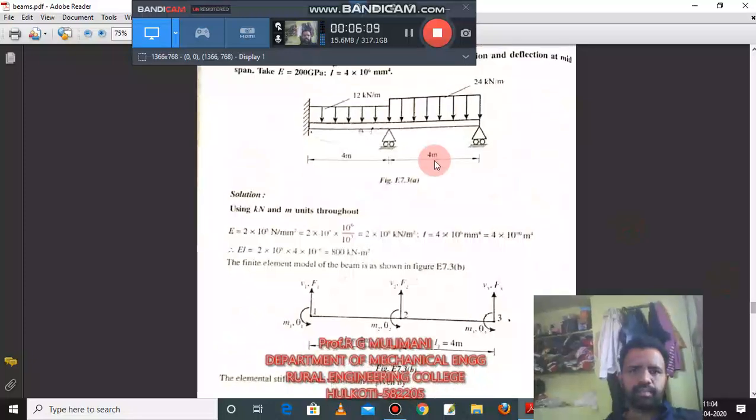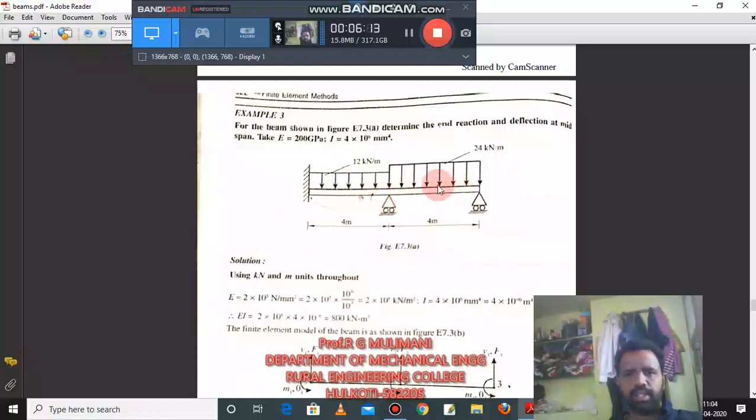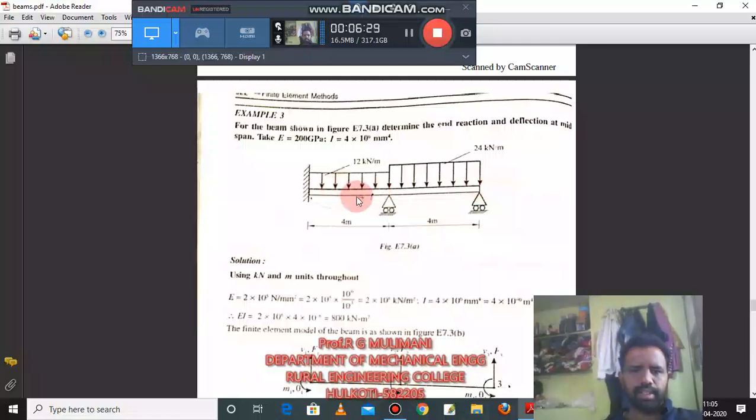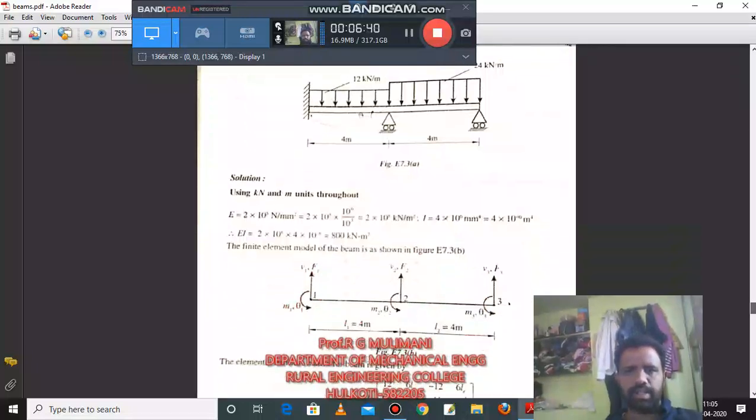Okay, similarly in this problem, it is subjected to loading for the whole length, but for the first half the intensity is 12 kilonewton per meter, and for the second half it is 24. So you take the 12 kilonewton per meter intensity as element 1, and this 24 kilonewton per meter is element 2. You find the stiffness matrix for this element as K1 and the stiffness matrix of element 2 as K2.